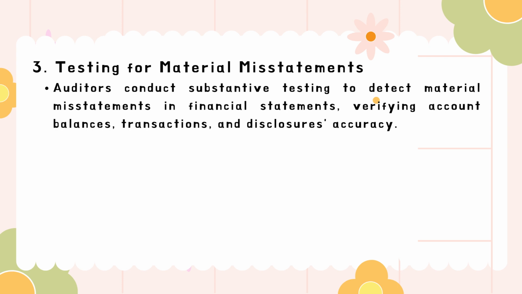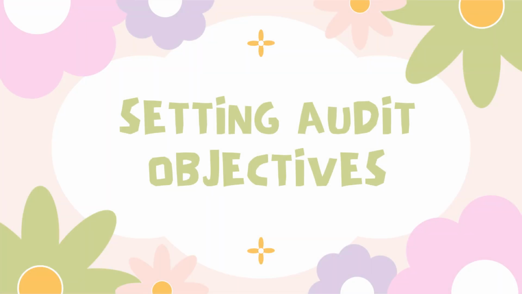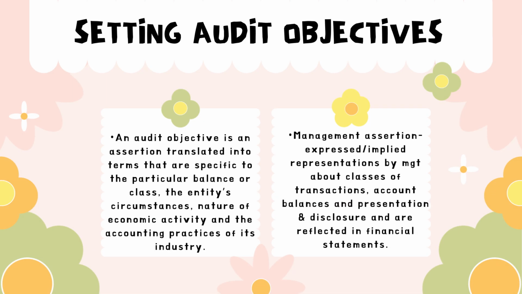Thirdly, testing for material misstatement. Auditors conduct substantive testing to detect material misstatement in financial statements, verifying account balances, transactions, and disclosures accuracy. Setting audit objectives. An audit objective is an assertion translated into terms that are specific to the particular balance or class, the entity's circumstances, nature of economic activity, and the accounting practices of its industry.